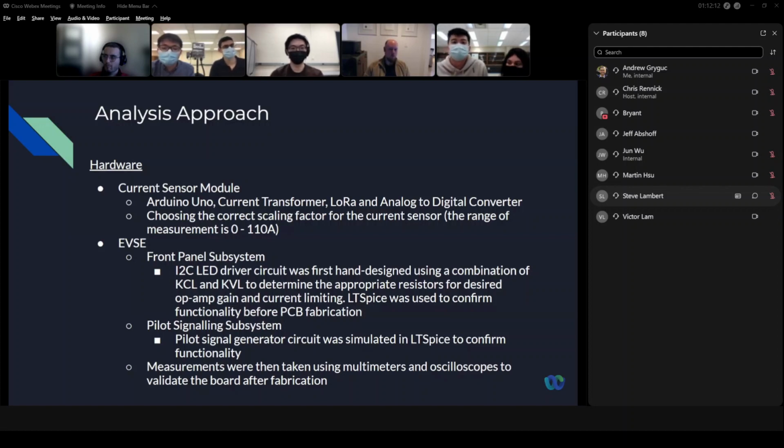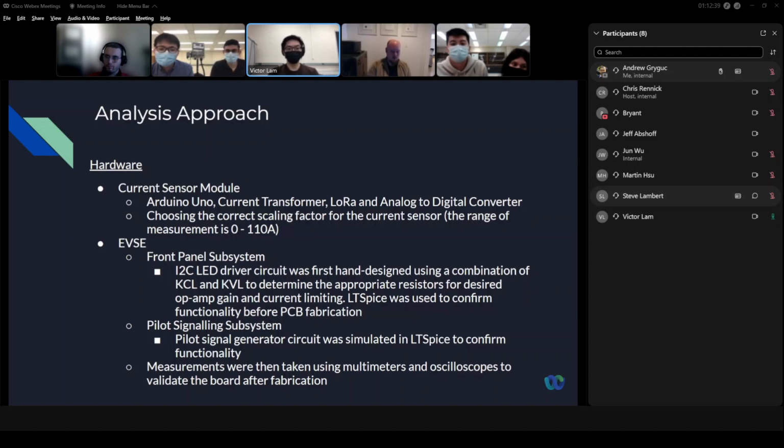But within the EVSE itself, there are two main subsystems, the front panel and the pilot signal. For the front panel, we desired to have an LCD display, a rotary encoder, several buttons, and indicator LEDs. This is a little bit problematic because the Raspberry Pi only has a certain number of I/O pins available, and because of that, we had to design our own I2C LED driver and display driver.